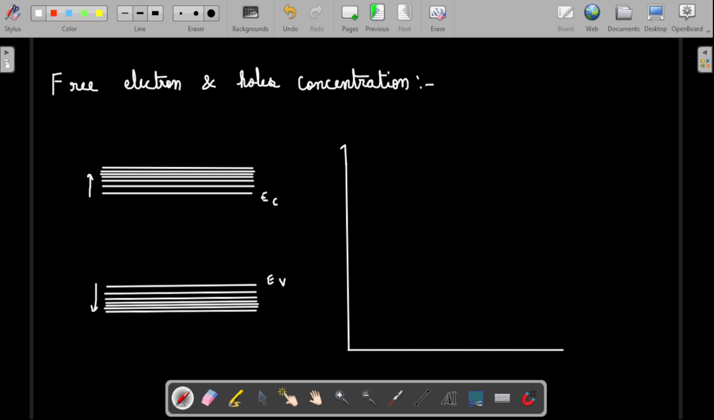If we plot the same over the energy levels, let's take this as the energy level E, and this as N of E. N of E is nothing but the density of states. Over dE, dE is some change in the distribution. So N of E is the density of states.